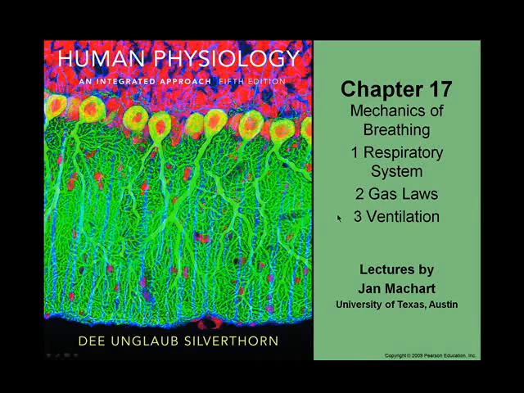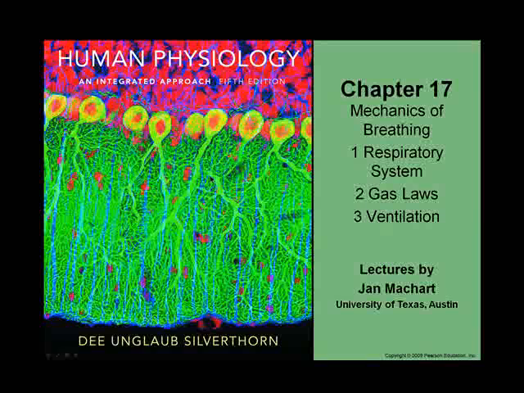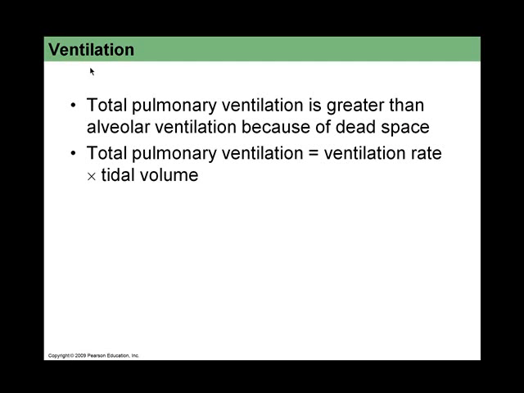So in lecture 3, we are talking about ventilation. And in ventilation, we consider the total pulmonary ventilation is greater than the alveolar ventilation because of a dead space. So we do not get gas exchange in the trachea and the bronchi and bronchioles. So the total pulmonary ventilation equals the ventilation rate times the tidal volume. What was the tidal volume? 500 mLs, or a half a liter.